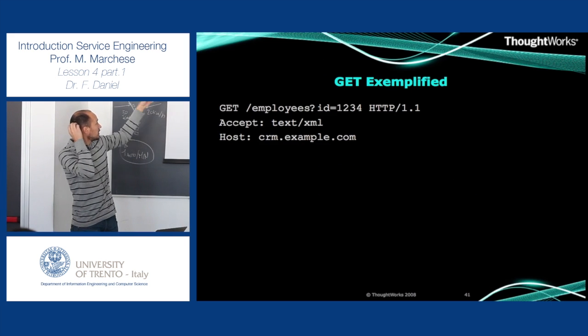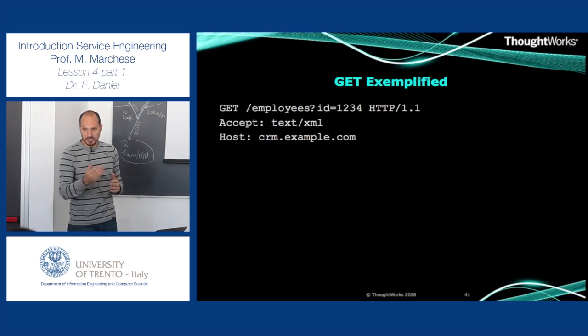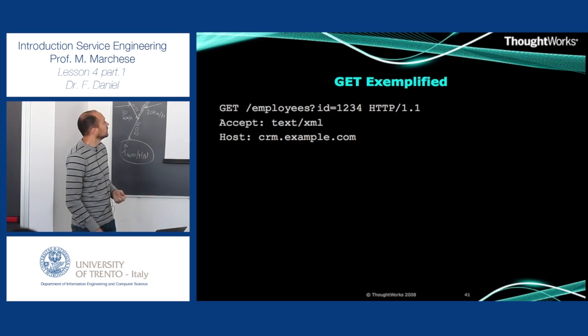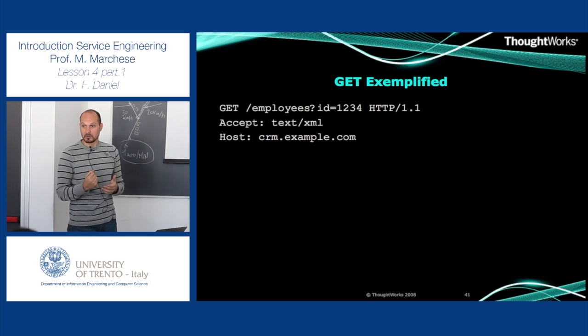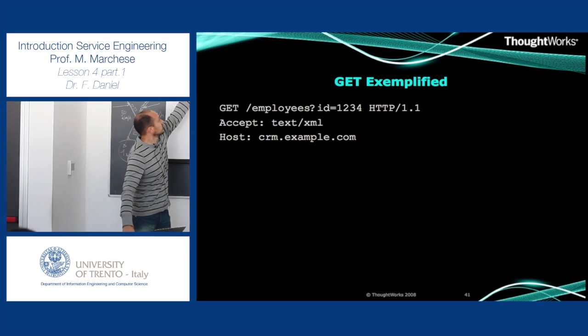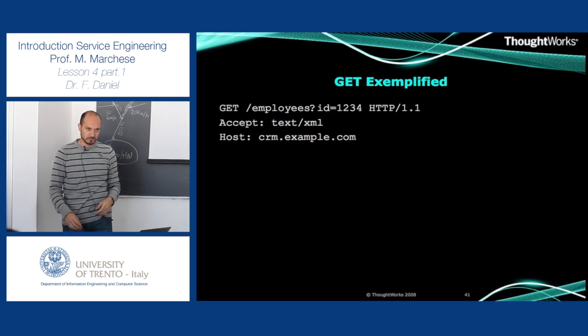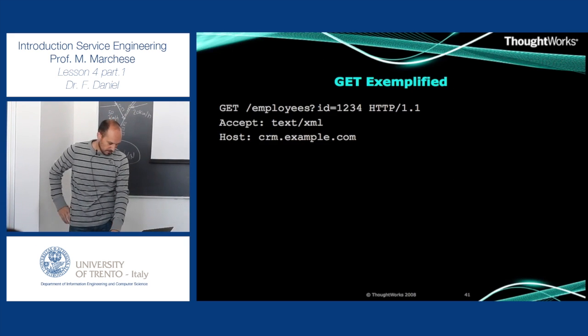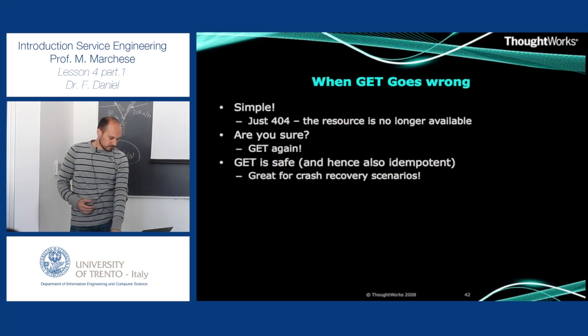What we do is a get on employees with a specific ID, so this is the resource, and this is only the request, and we say we want to get XML back. The server here in this case is crmexample.com, so we changed completely the server. But it's not important. As said, with the get, this is what the web server usually does. Most of the time, if there is an error, then you get the 404 error, which means that the resource is no longer there.